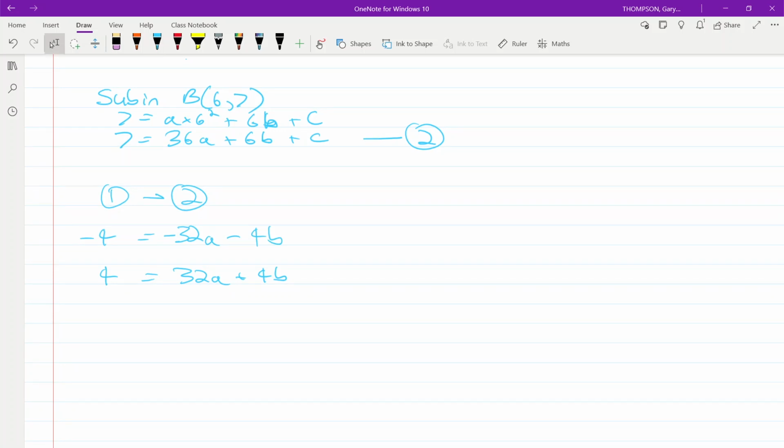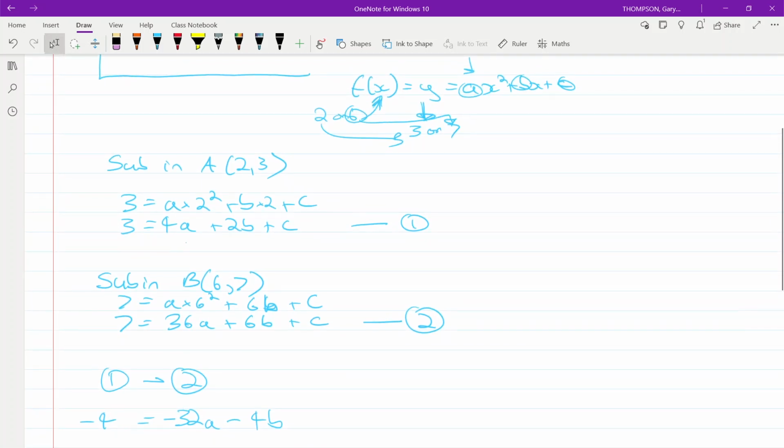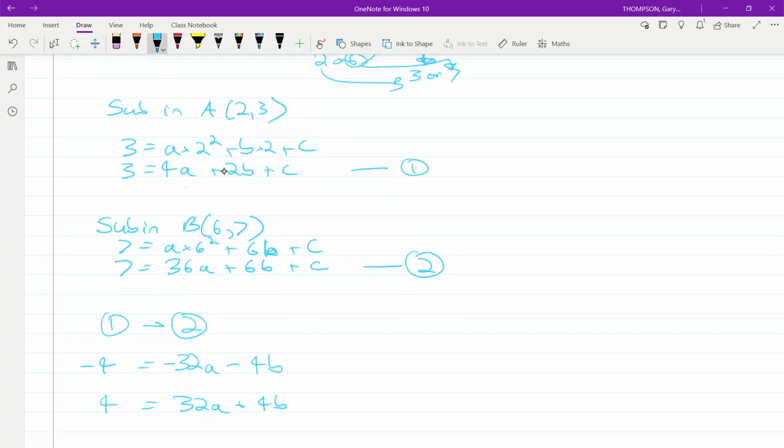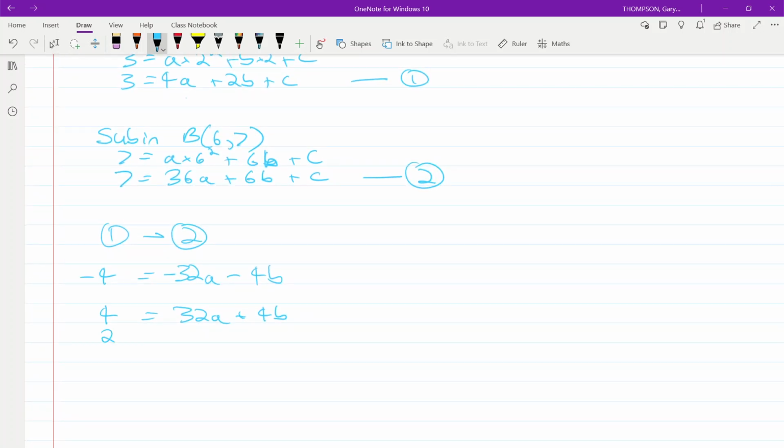So let's rearrange this. Just bear with me while I think. 32a, 4b, no, that doesn't work. But 2b, see there's a 2b here? I'm going to make this 2 equals 16a plus 2b, and then 2b equals 2 minus 16a. I'm going to call that 3.